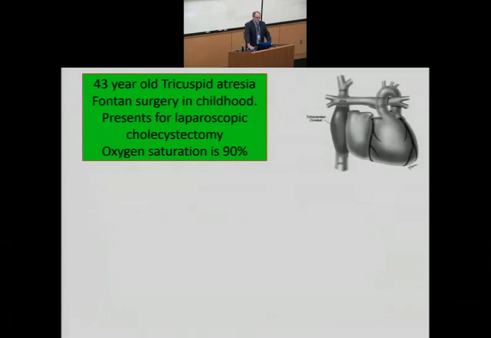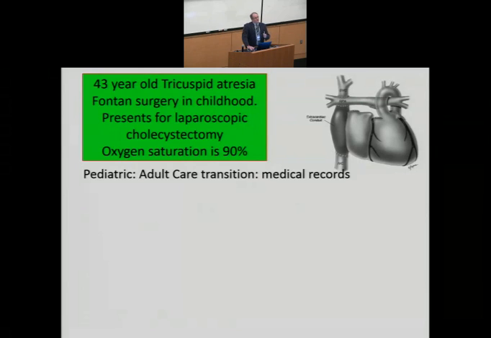A 43-year-old with tricuspid atresia, had a Fontan in childhood. He's now presenting for laparoscopic cholecystectomy and the SATs are 90. This is something we see commonly. High turnover of red blood cells in congenital heart disease, lots of bilirubin to deal with. They get pigment gallstones. They need cholecystectomies.